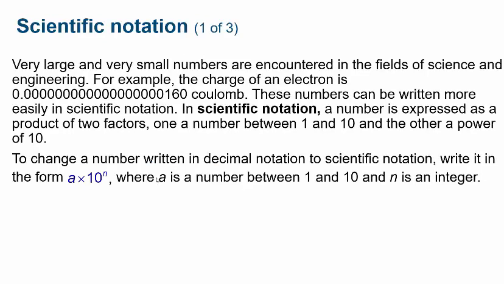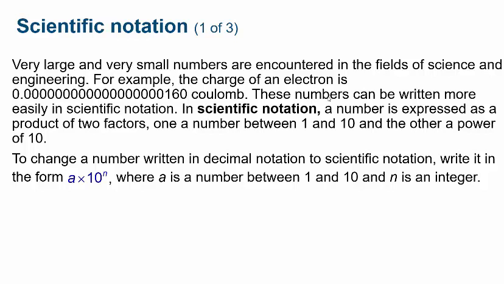All right, let's move into scientific notation now. Very large or very small numbers are encountered in the fields of science and engineering. For example, the charge of an electron is this right here: 0.000, so many zeros, 160. These numbers can be written more easily in scientific notation.